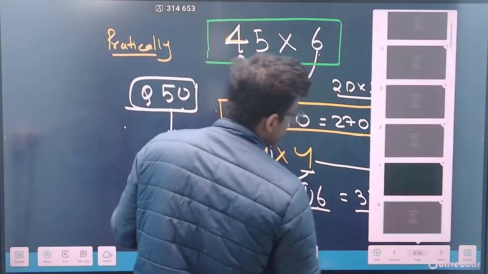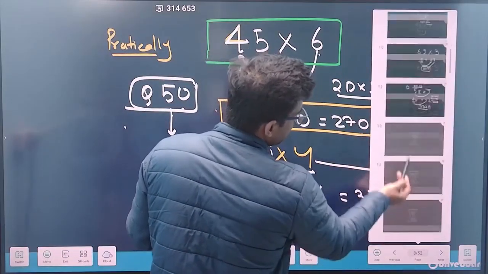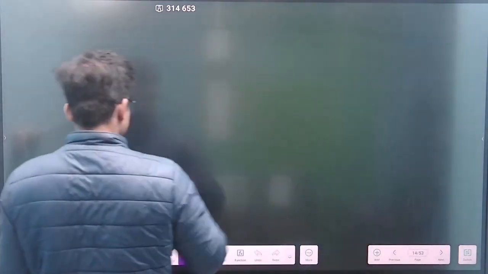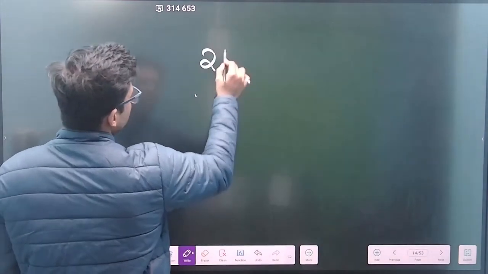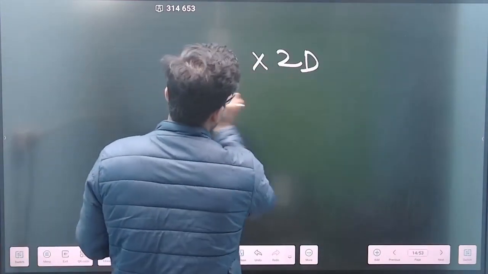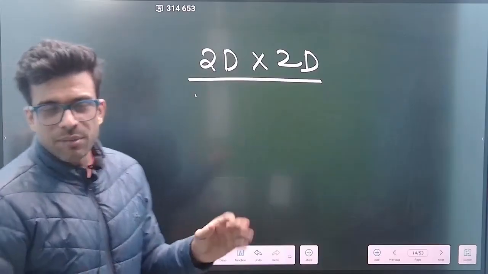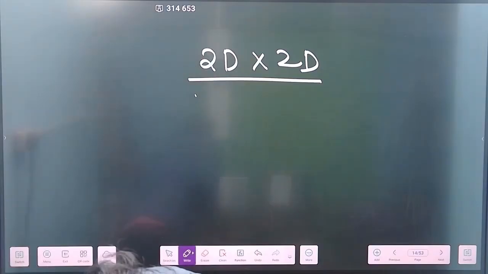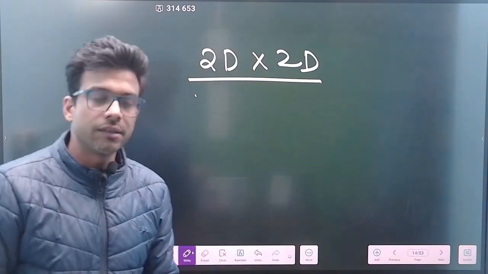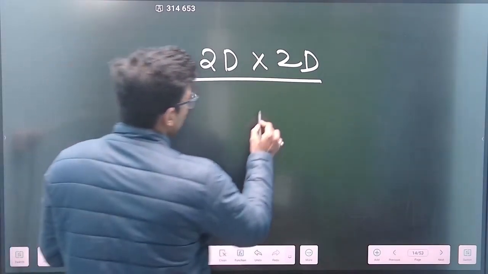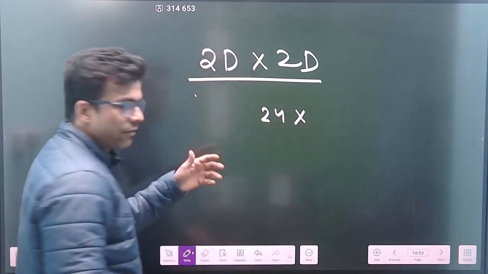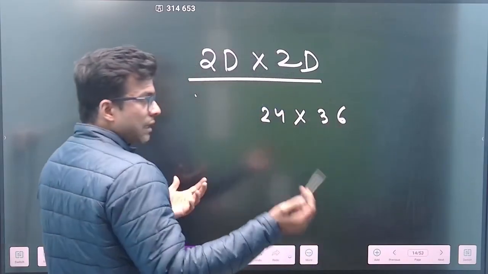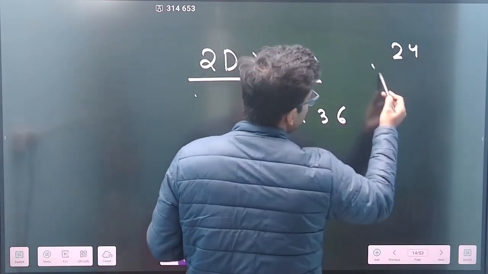Now let's come to the part of how a 2-digit number is multiplied with a 2-digit number. I have a lot of methods, but the catchy one is this. I'm just giving you another way of thinking. Suppose I write 24 multiplied with 36. In our childhood, we go for 24 multiplied with 36, correct?